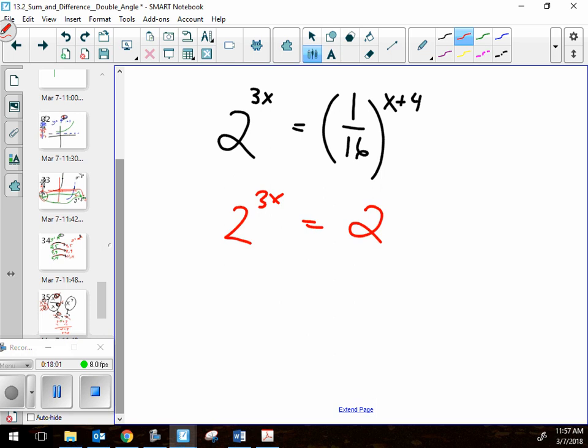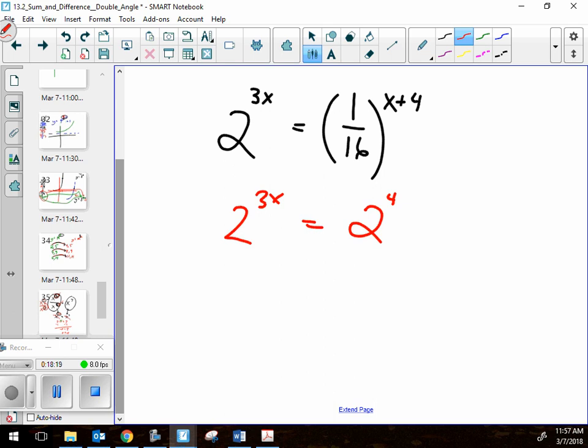What if it had just been a 16 there? Then that would have been 2 to the what? You know that one? 2 to the first, 2 to the second, 2 to the... What is it? 2 to the 4th would have been 16.